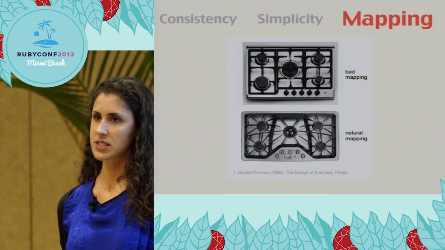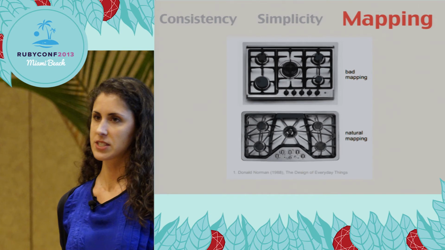This knob has an effect on this burner because I can make an association between where it's placed in the mini mapping and the greater mapping. And then it's really obvious to me when a burner turns on that the state has changed and what effect that knob has had on the system. Okay, so consistency, simplicity, and mapping. How does this relate to gem API design?